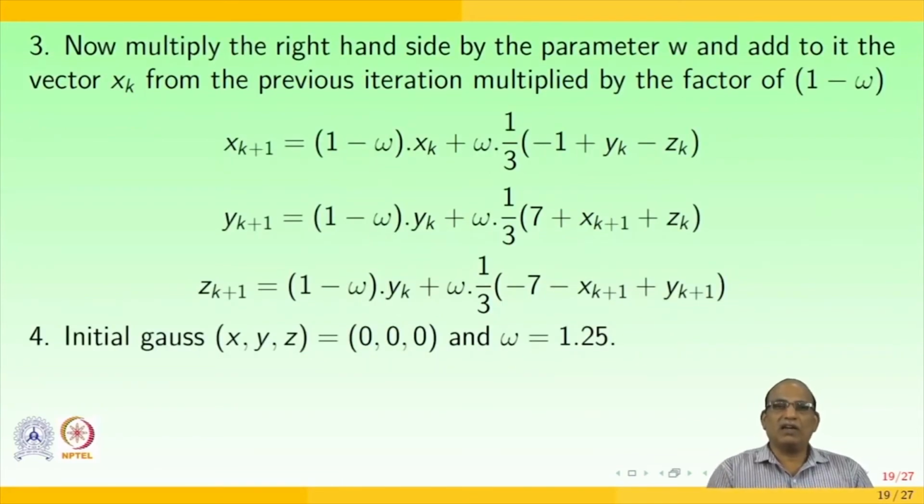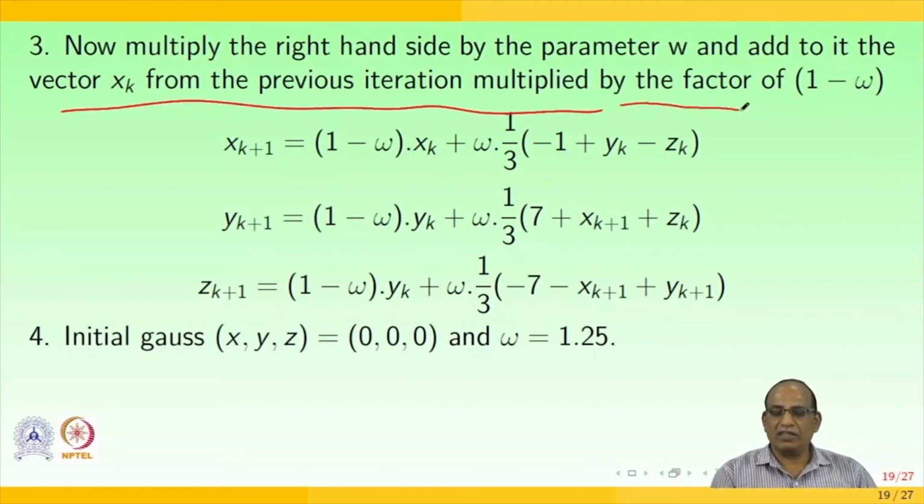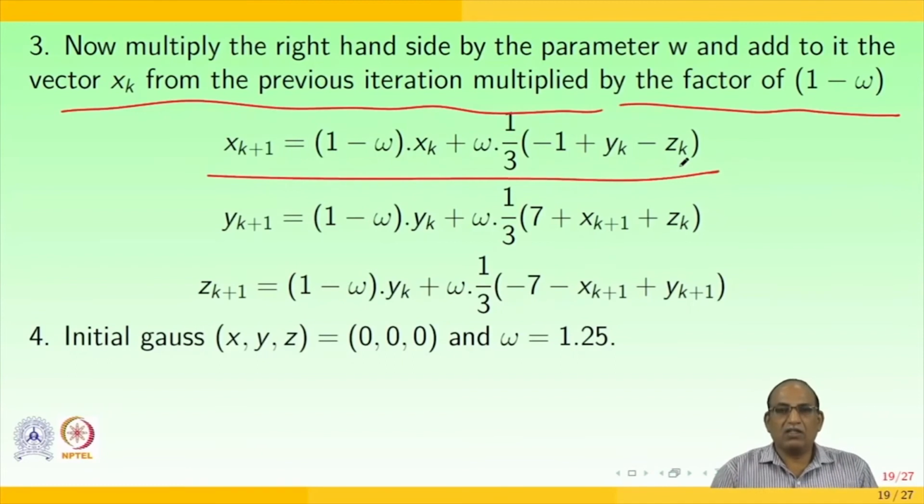Now multiply the right hand side by parameter omega, and multiply the vector xk from the previous iteration by a factor 1 minus omega. So when you write this, xk plus 1 will be equivalent to 1 minus omega times xk plus omega times 1 over 3 times this.